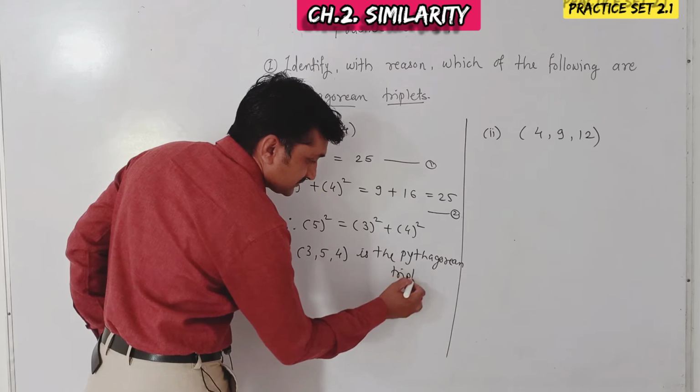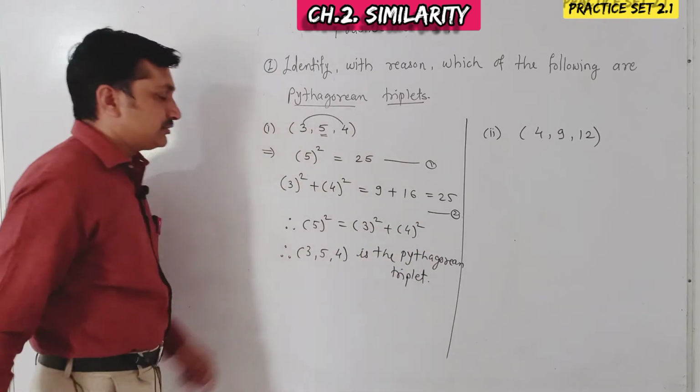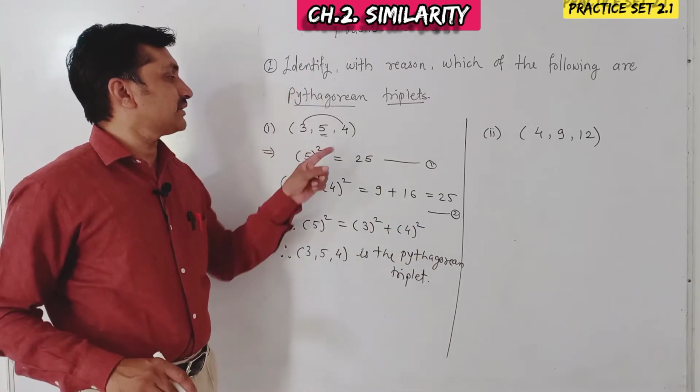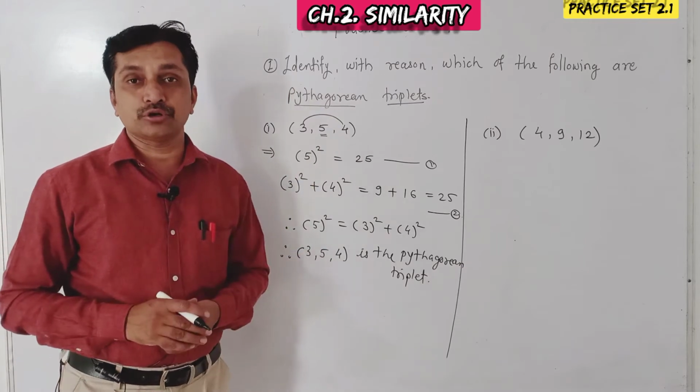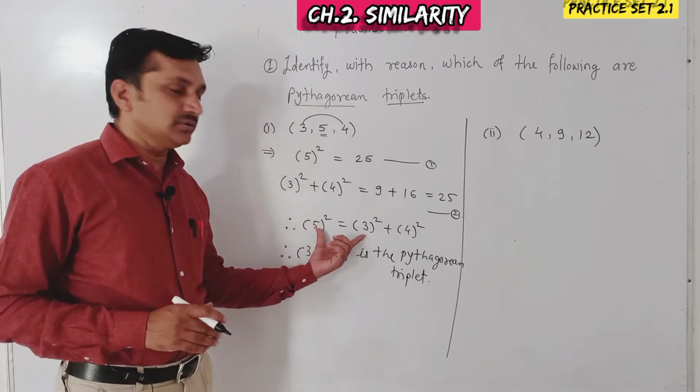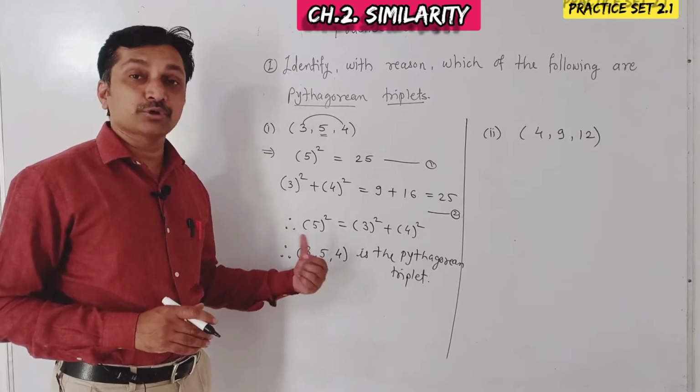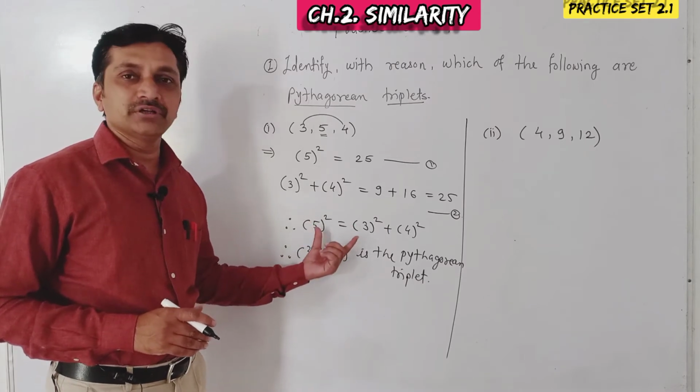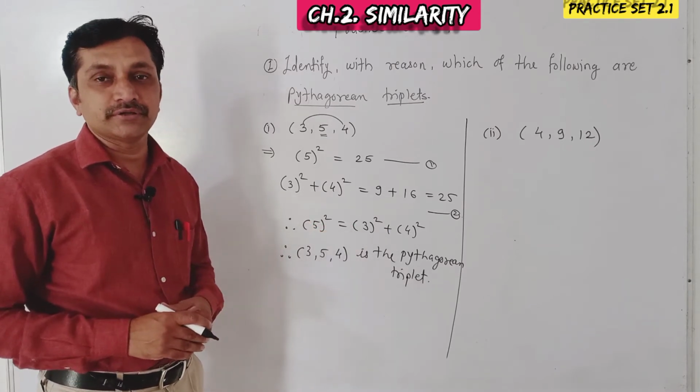It is our last statement. In this way we have to identify whether the given triplet is Pythagorean or not. If both sides are equal, then that is a Pythagorean triplet. If both sides are not equal, then that is not a Pythagorean triplet.